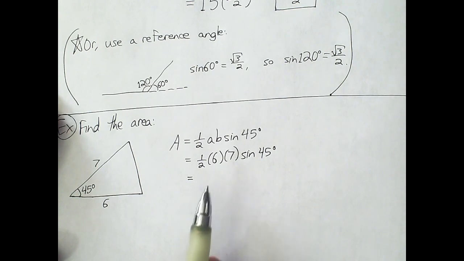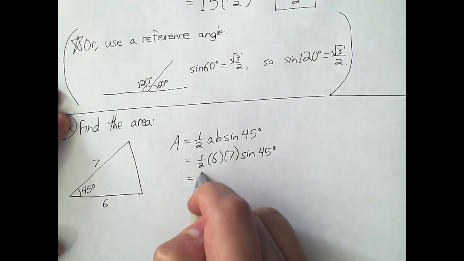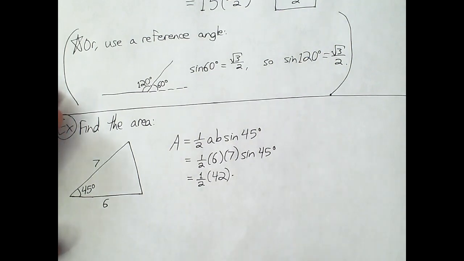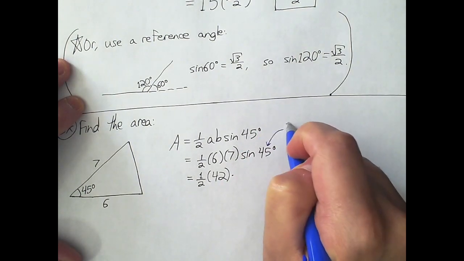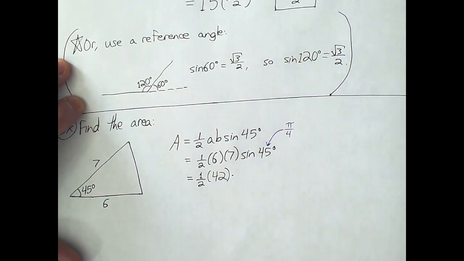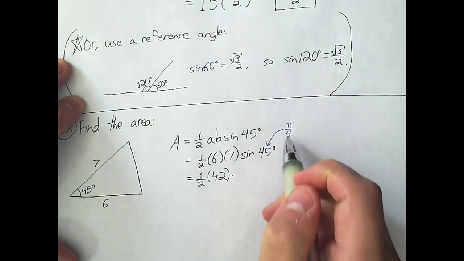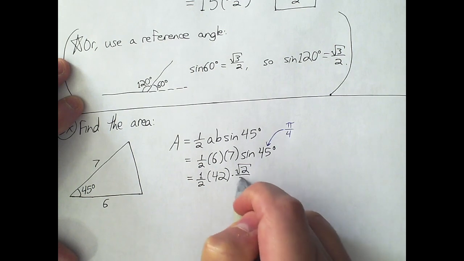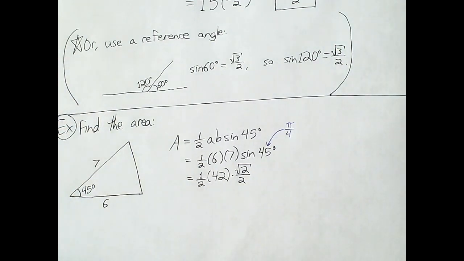What's 1/2 times 6 times 7? Well, 6 times 7 is 42. What's sine of 45 degrees? Sine of 45 degrees, we know that that is the same as pi over 4 radians. So sine of 45 degrees is sine of pi over 4 radians. It is the square root of 2 over 2. We've basically got the answer, but we'll try to simplify it.